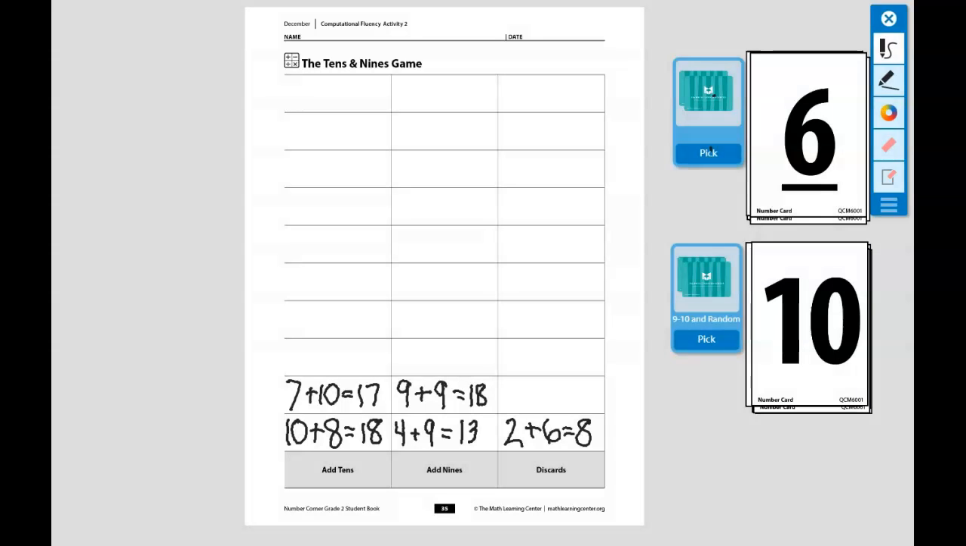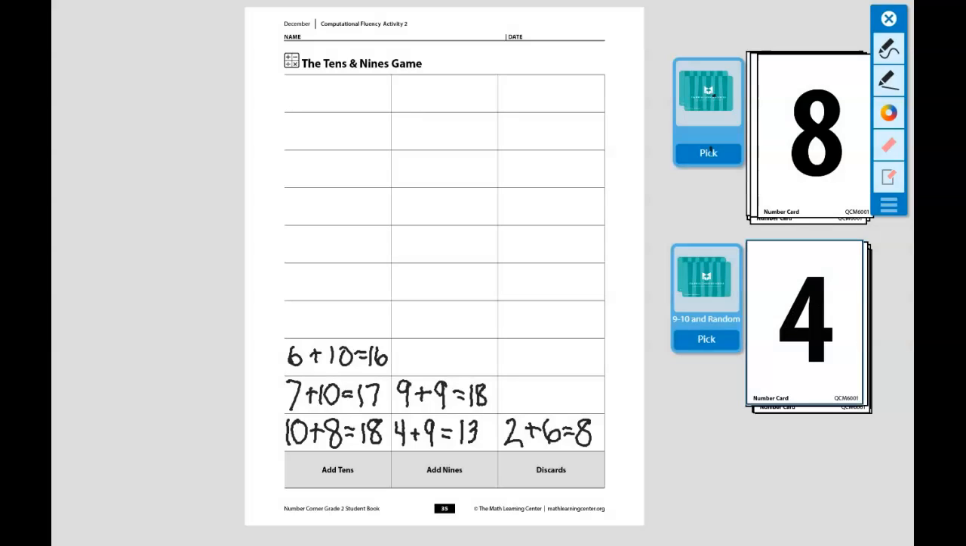Our equation is 6 plus 10, and we just add our 6 into our ones place, and it's 16. Good work. All right, next one. We could win this. We have a lot in our add tens and not so many in our discards. That's good news because remember, if this discard gets filled up, we lose. All right, let's pick again.